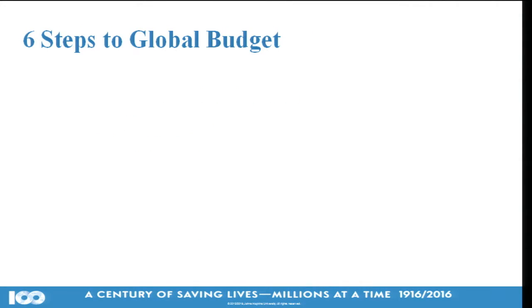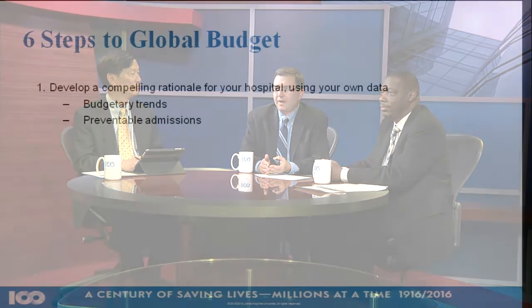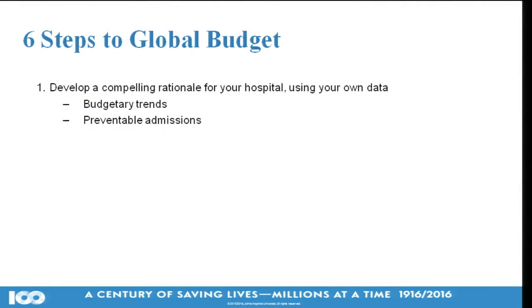So let's move on to the 6 steps to a global budget. If you haven't already decided by the questions that this isn't for you, and that you're still curious about global budgets, what would it actually take to get there? So first, it's very important to develop a compelling rationale for the hospital using your own data about budgetary trends and what would be done to prevent admissions.